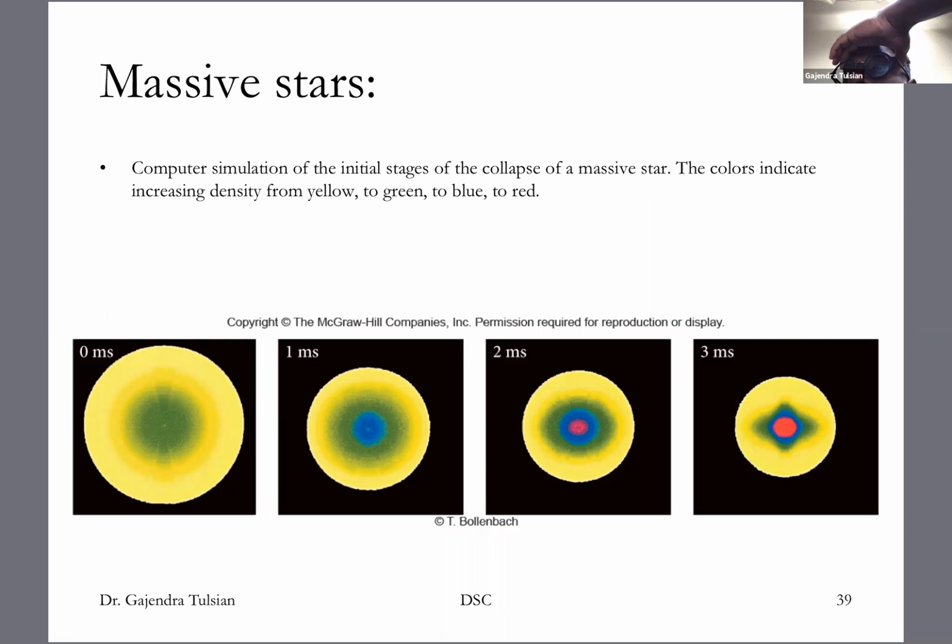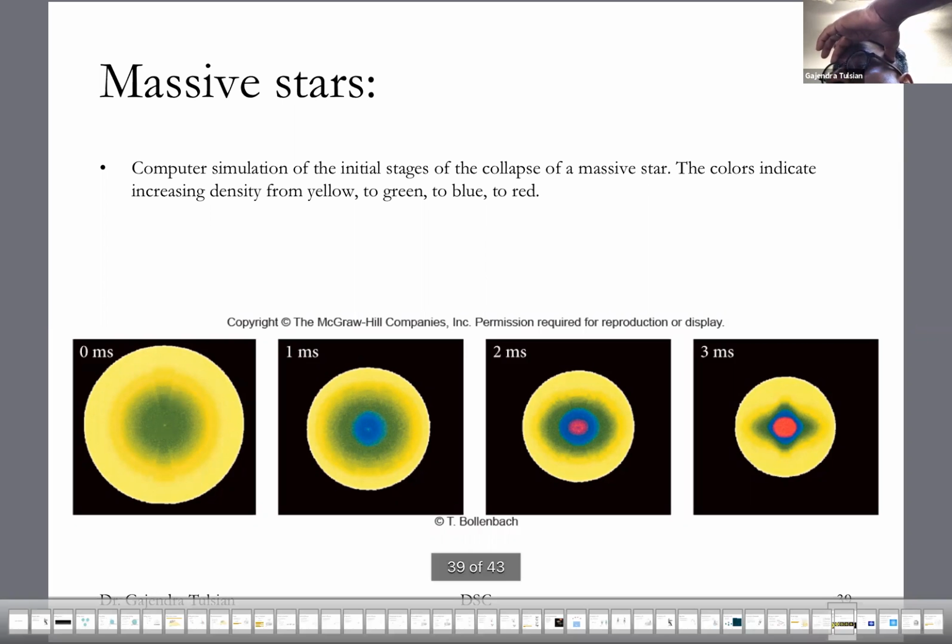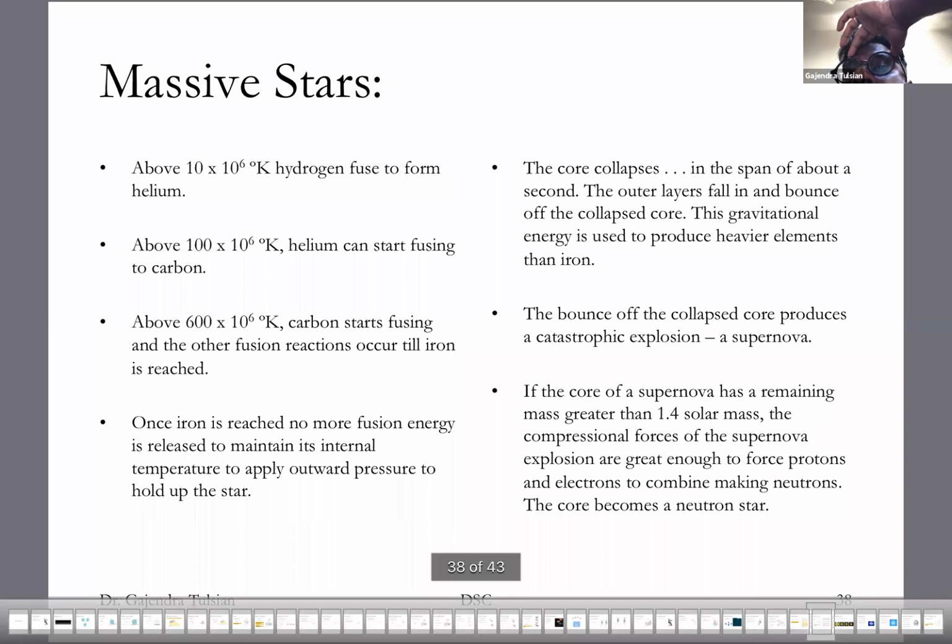Let's go back one slide. So once iron is reached, no more fusion energy is released to maintain its internal temperature to apply outward pressure to hold up the star. The core collapses in a span of a second. The core of the star, which is mostly iron, will collapse, and the outer layers fall in and bounce off the collapsed core. This gravitational energy is used to produce heavier elements than iron.